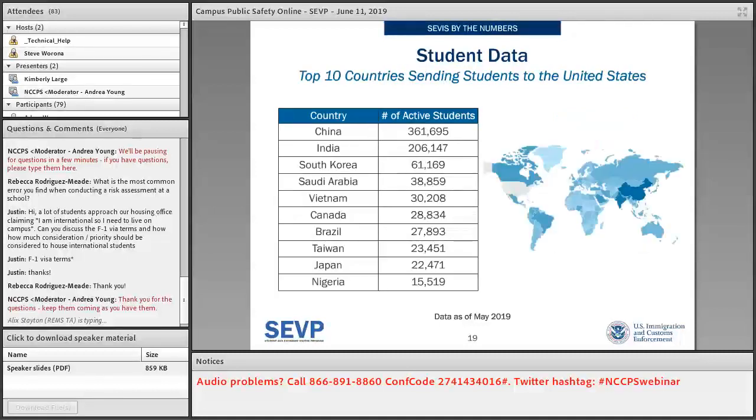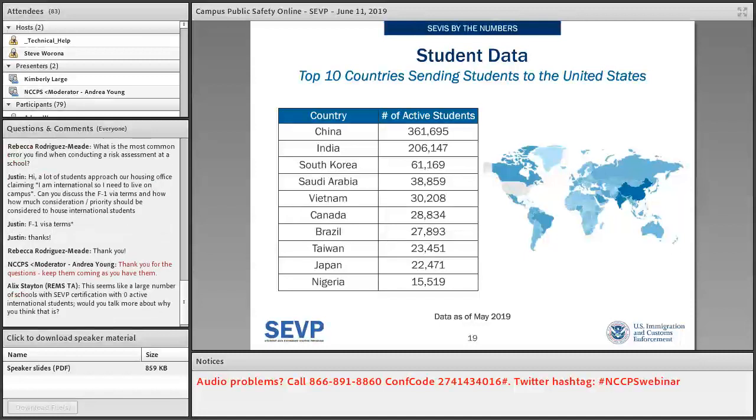This next slide is just showing the top 10 countries that send students to the United States. As you can see, a majority of them are Asian students, but if you take a look between India and South Korea, so spots number 2 and 3, look at the drop in numbers there. So China and India really send the most students to the U.S.